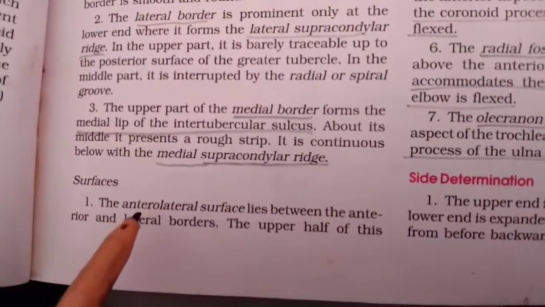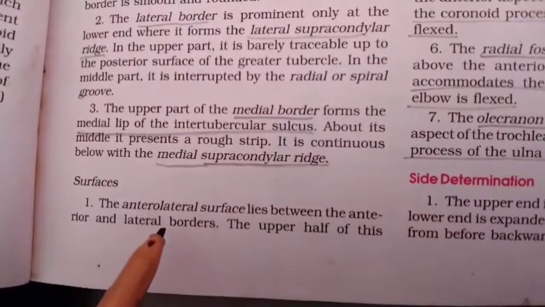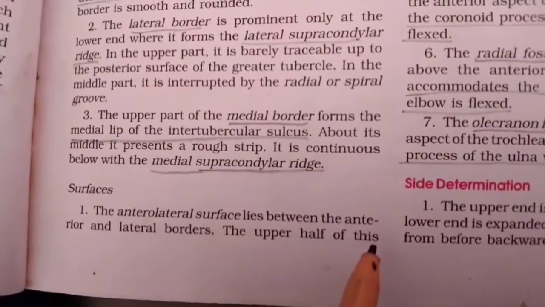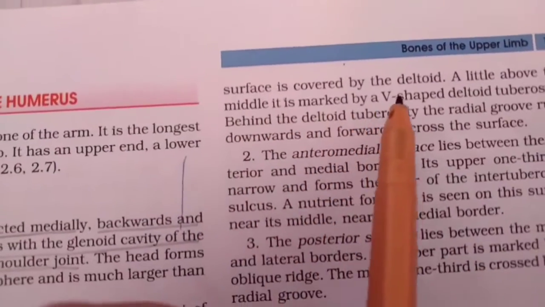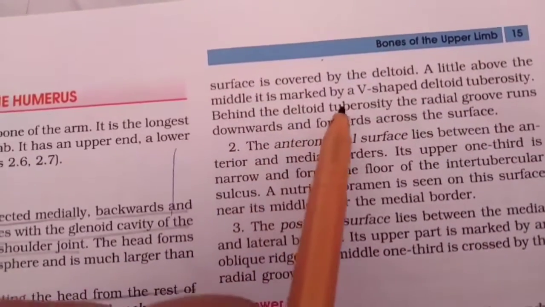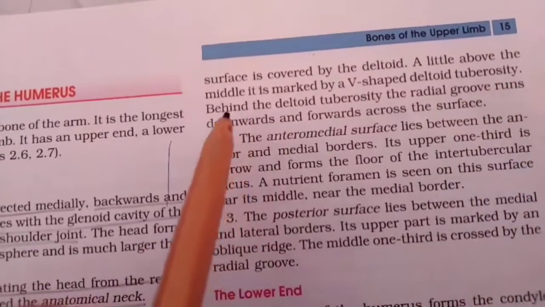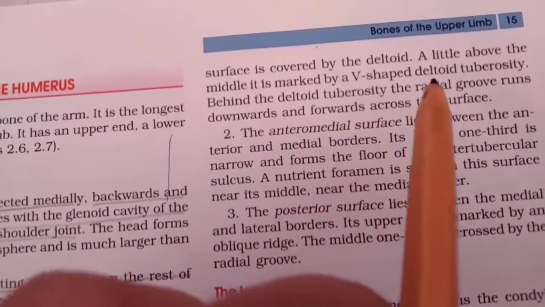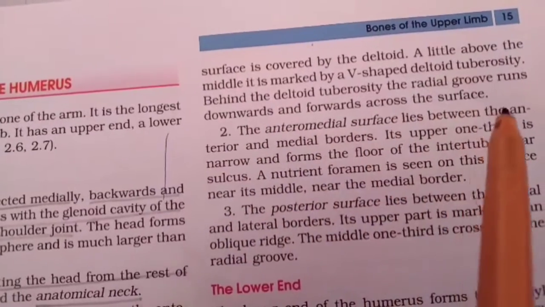Surfaces. Number 1, the anterolateral surface lies between the anterior and lateral borders. The upper half of this surface is covered by the deltoid. A little above the middle it is marked by a V-shaped deltoid tuberosity. Behind the deltoid tuberosity, the radial groove runs downward and forward across the surface.